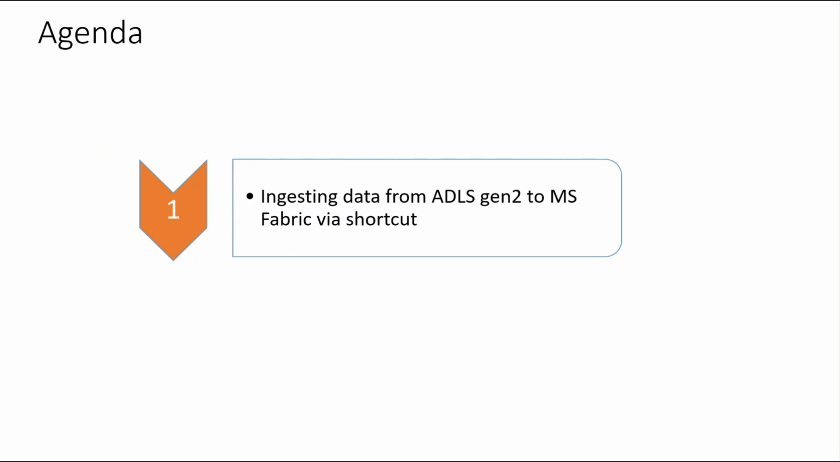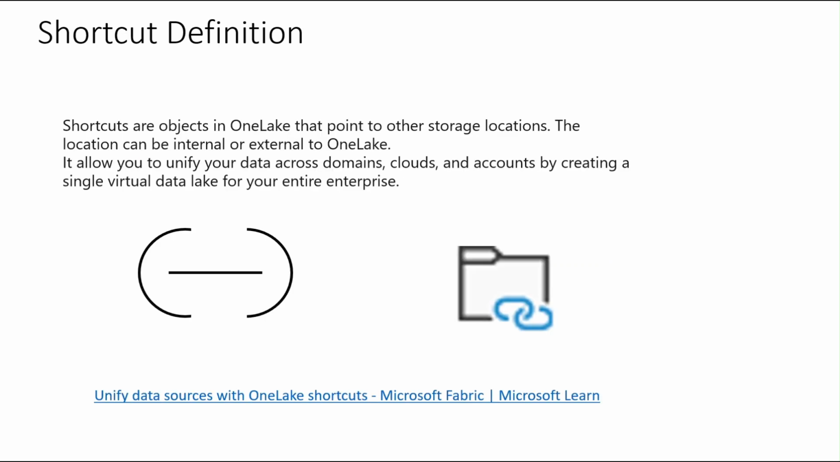Today our agenda is ingestion of the data from ADLS Gen2 to Microsoft Fabric via shortcut. First of all, what is a shortcut? A shortcut is nothing but an object in OneLake that points to other storage locations.